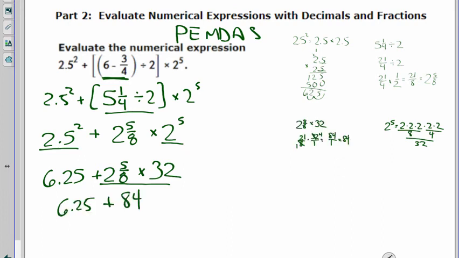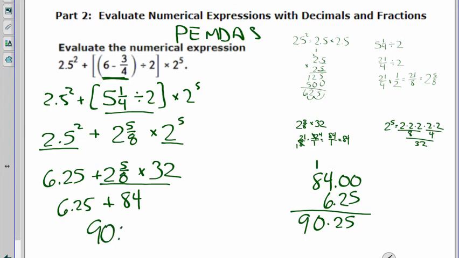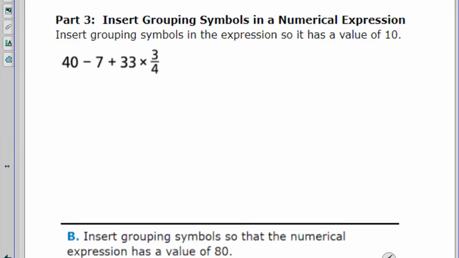I have to add 6 2500ths to 84. Lining up my decimal point. And I get 90 2500ths. That's my answer. Okay, for this last part, you need to add the grouping, the parentheses, to make it true.